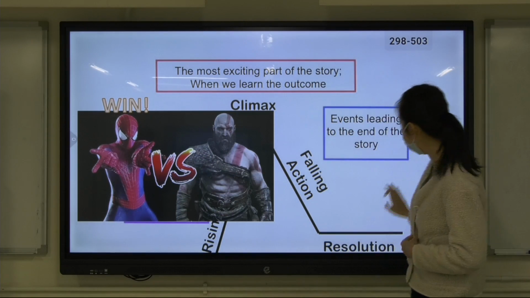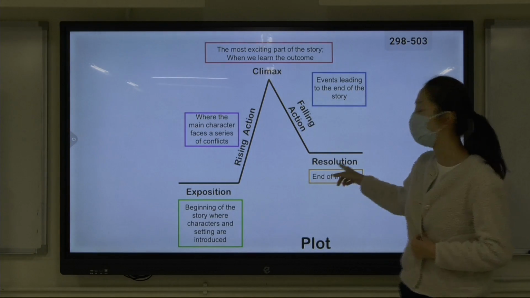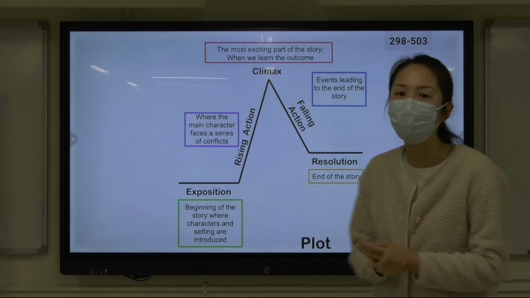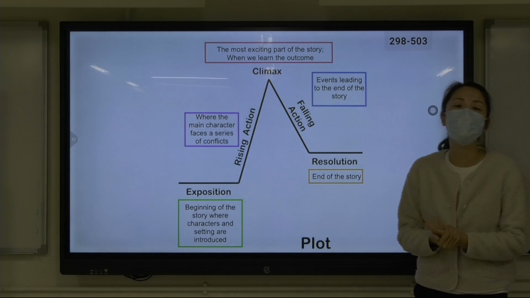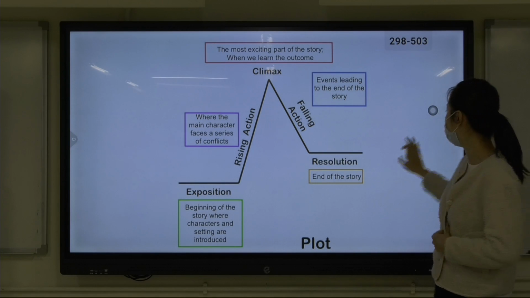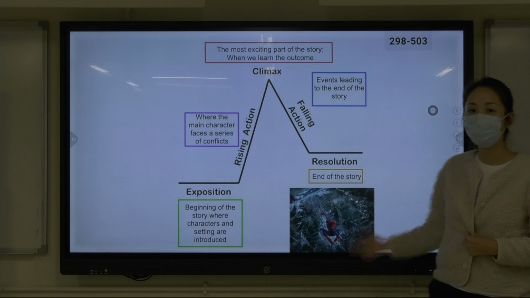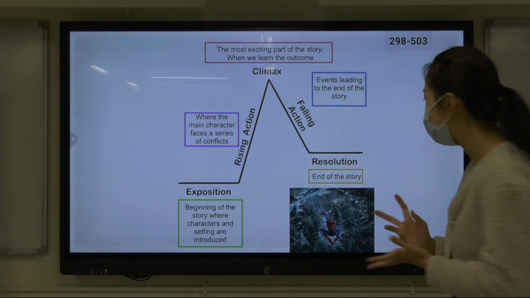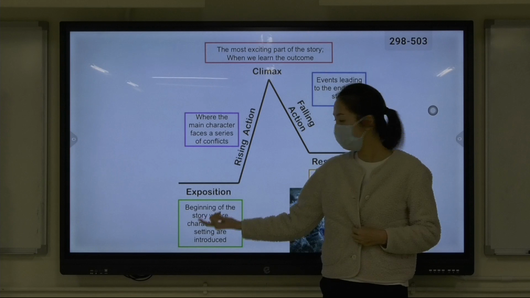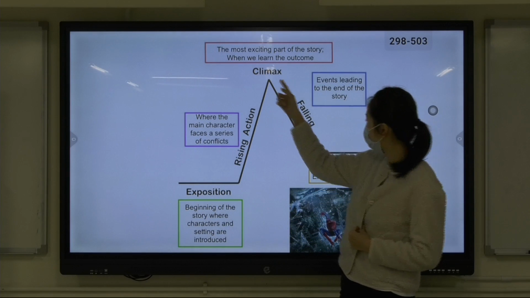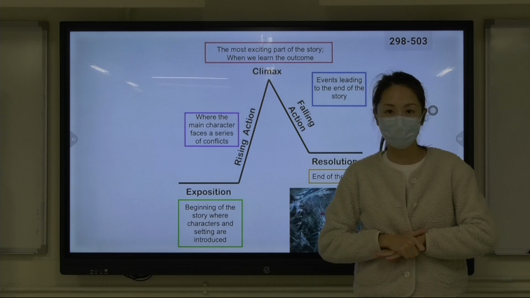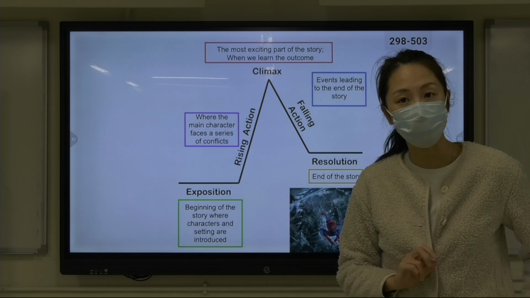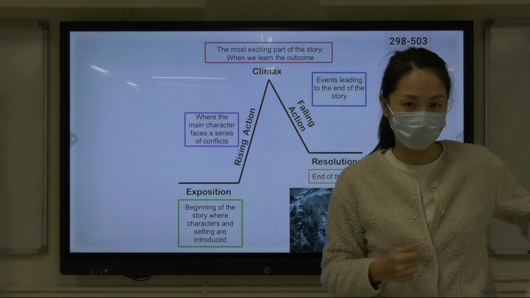And then what is the ending? What is the next part? Resolution, ending, okay? If we use Spider-Man as an example, in the movies, Spider-Man always flies through the buildings and he is still helping others. So remember, when you write your short story, there must be exposition, rising action, climax, falling action, and resolution. Okay, the 5 parts. Please write these words in your notebook. Draw this picture in your notebook. I give you 30 seconds.